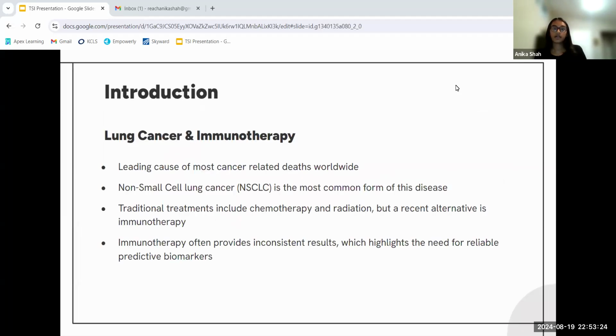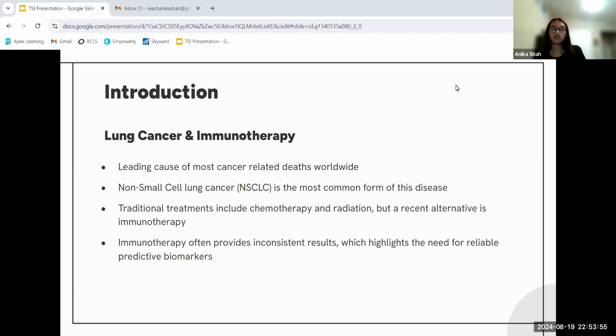So let's begin with some background on lung cancer and immunotherapy. Lung cancer is a major global health issue and the cause of most cancer-related deaths worldwide. As mentioned before, non-small cell lung cancer is the most common form of this disease. Traditional treatments like chemotherapy and radiation have been the solutions, but immunotherapy represents advancement, offering new hope for patients with advanced stages of cancer. So immunotherapy works by boosting the immune system's ability to recognize and attack cancer cells.